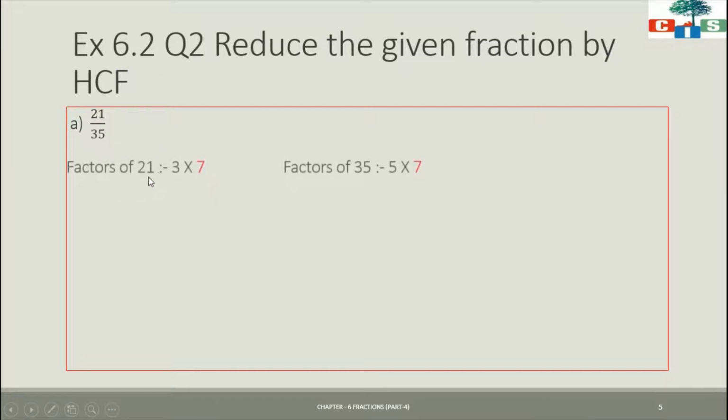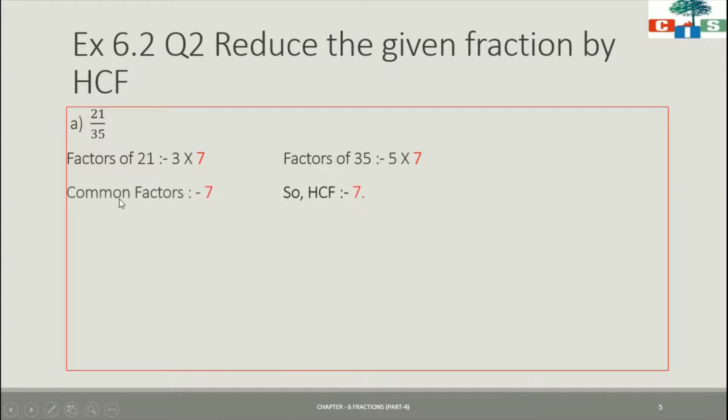Okay. So here we have factors of 21 as 3 multiplied by 7, because 3 sevens are 21, and factors of 35 as 5 multiplied by 7. Now we have to find common factors. Now scholars, we can see that number 7 is present in both the factors. It means 7 is a common factor of 21 and 35. Since we have only one common factor, it means HCF is also 7. That is, highest common factor of 21 and 35 is 7.